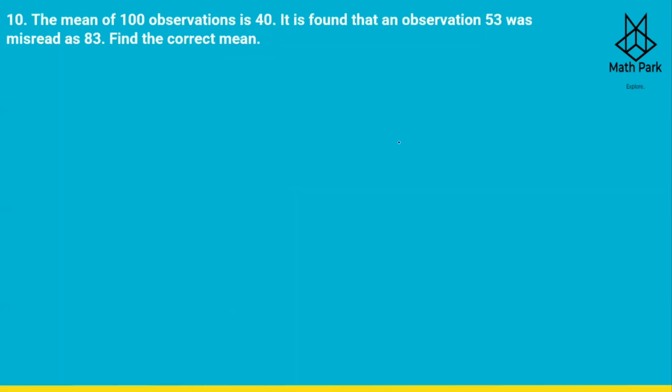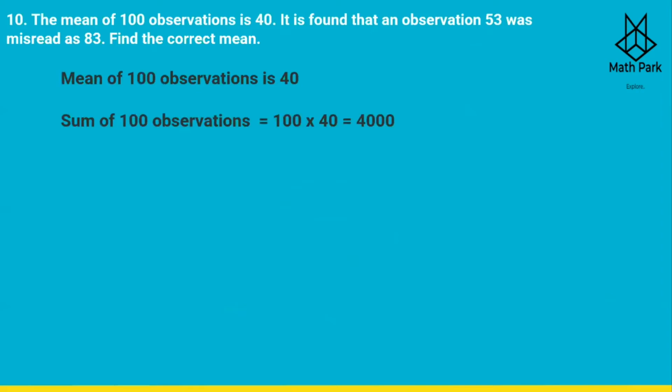The mean of 100 observations is 40. It is found that an observation 53 was misread as 83. Find the correct mean. So the mean of 100 observations is 40, then the sum of 100 observations is 100 multiplied by 40, which is 4000. Then the correct sum of 100 observations will be equal to 4000.